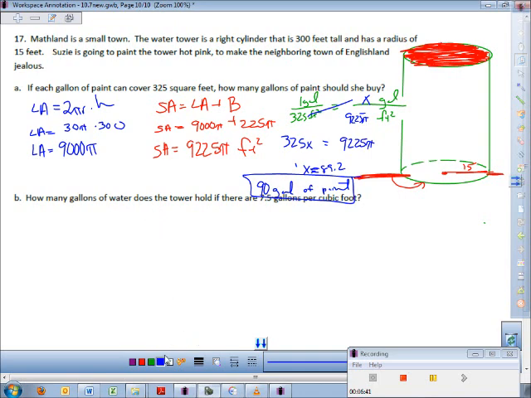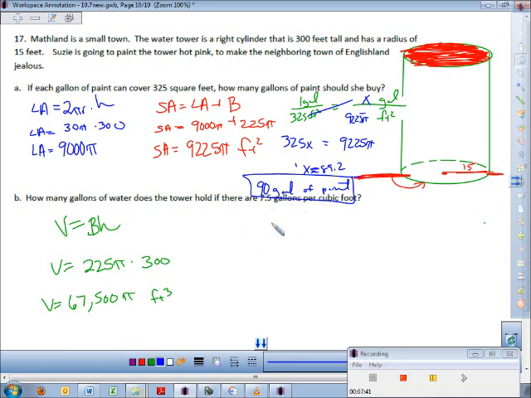Then, how many gallons of water will the tower hold if there are 7.5 gallons per cubic foot? Gallons of water, that's a volume problem. This is a cylinder, so according to the yellow card, it's the base area times the height. Base area, 225 pi. Height, 300. Punched in, 67,500 pi is the volume. Awesome, and that's in cubic feet. But we don't really care about that. We want to know how many gallons of water it will hold.